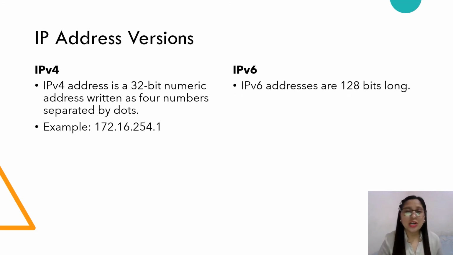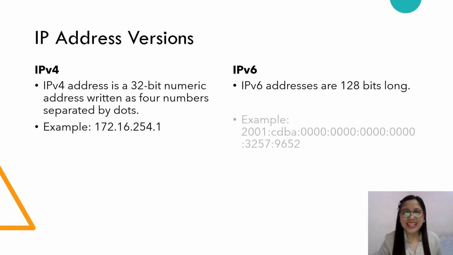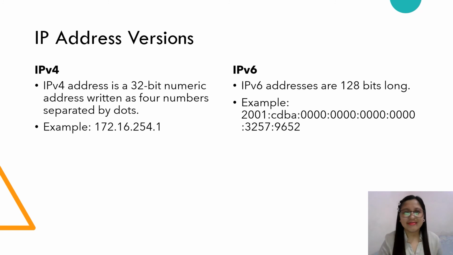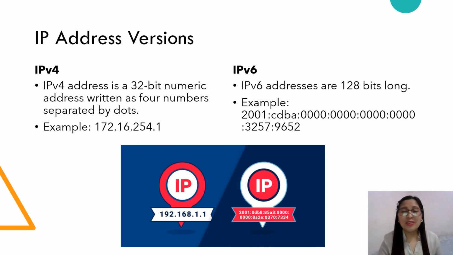IPv6 addresses are 128 bits long. Here's an example. In this picture, we can also find other examples. 192.168.1.1 is an IPv4 address, and the other one is an IPv6 address. Of these two versions, IPv4 is the most commonly used, so we will focus our discussion on IP version 4.